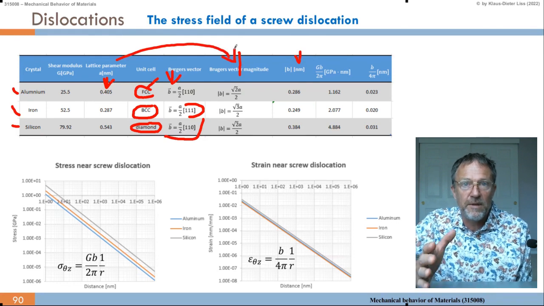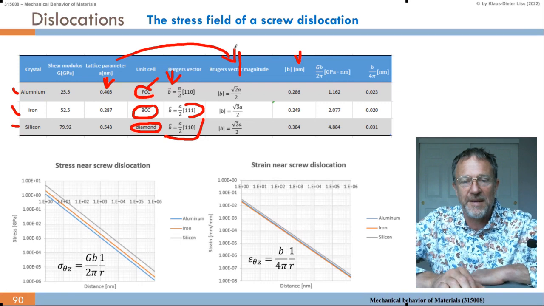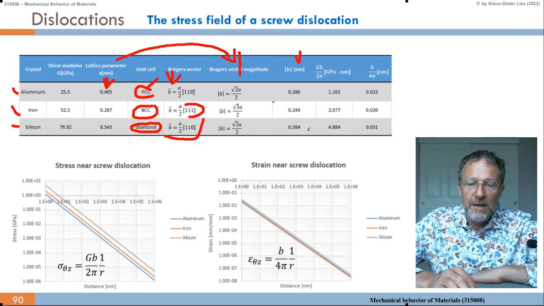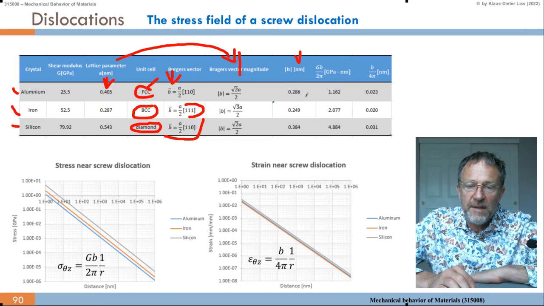It's always important how you do it, because in the exams you maybe need to do these kinds of things. You get the lengths of the Burgers vectors in nanometers, so 0.286, 0.249, 0.384. We see the smallest is in iron, followed by aluminium, and well larger in silicon.